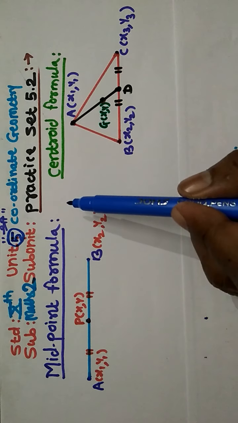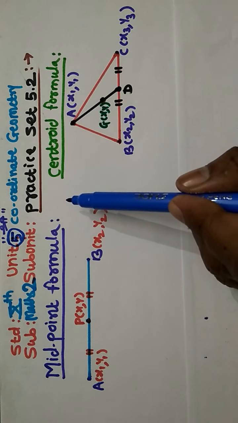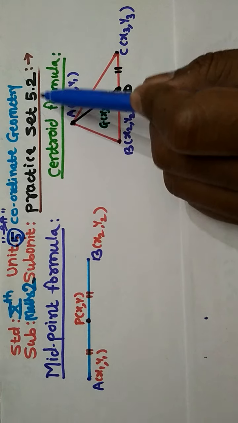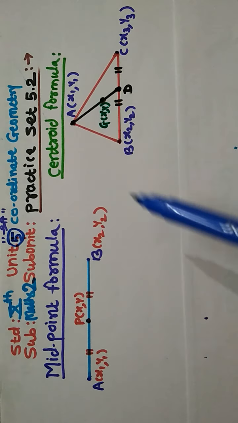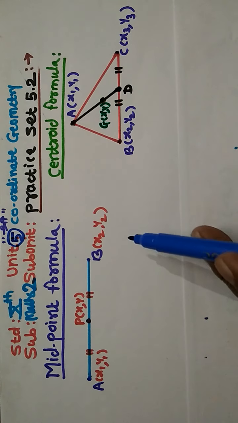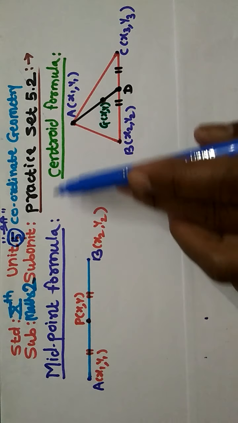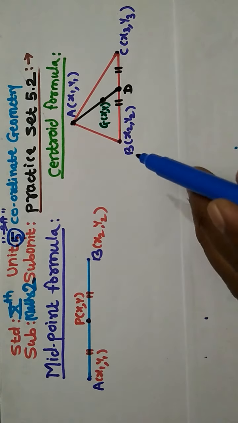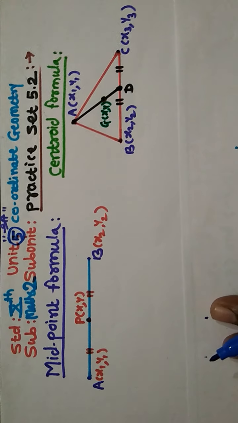In the last video we studied the first 3 examples in practice set 5.2. Now we see the next examples. To study the next example, we see two most important formulas: the midpoint formula and the centroid formula. What is the midpoint formula?